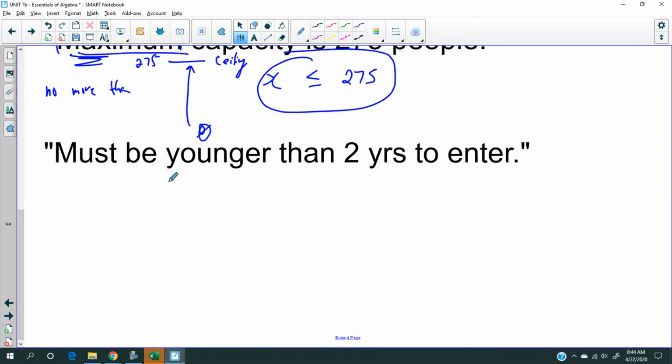You must be younger than 2 years old to enter. Okay, so how do you write that? Younger than 2. So let me ask you, can you be 2 years old to enter? No, you have to be younger than 2. So it has to be less than 2. That's why there's no line underneath it. Okay, because it's not equal. There's no equal sign. You must be younger than, no more than, again. Actually, no, this just means less than. You have to be less than 2 years old. Okay, all right.